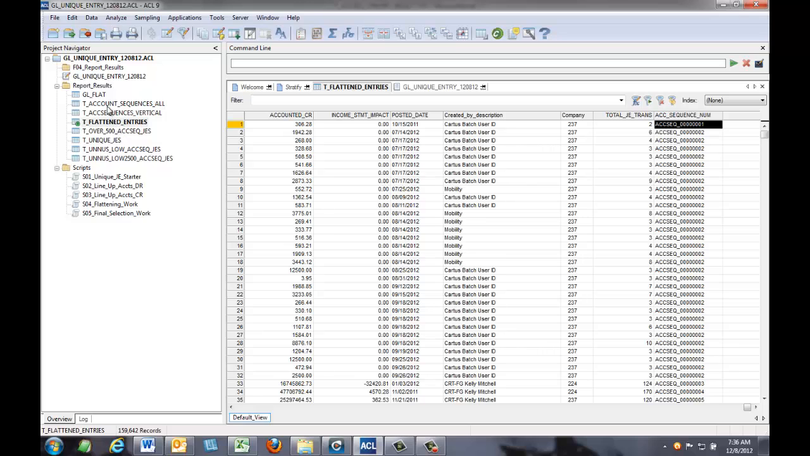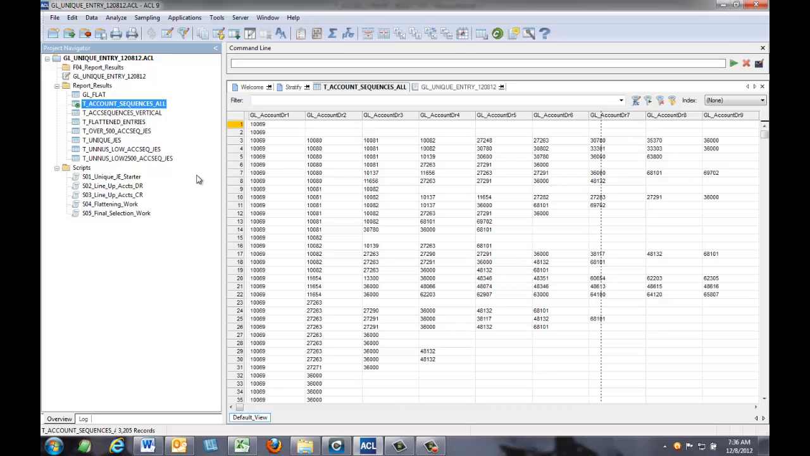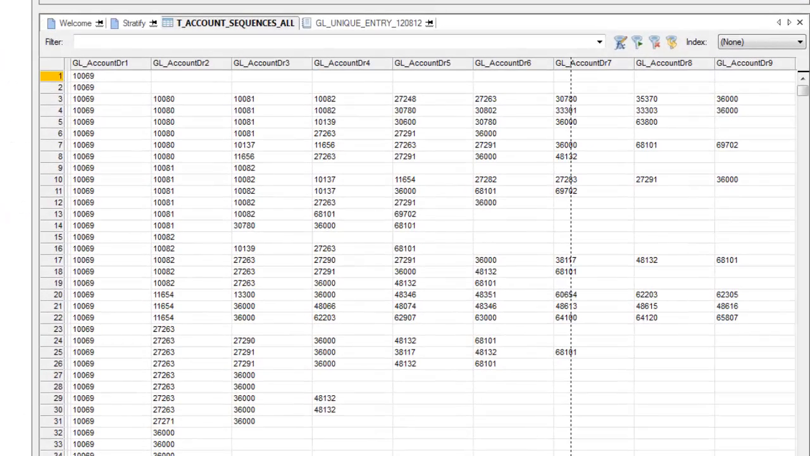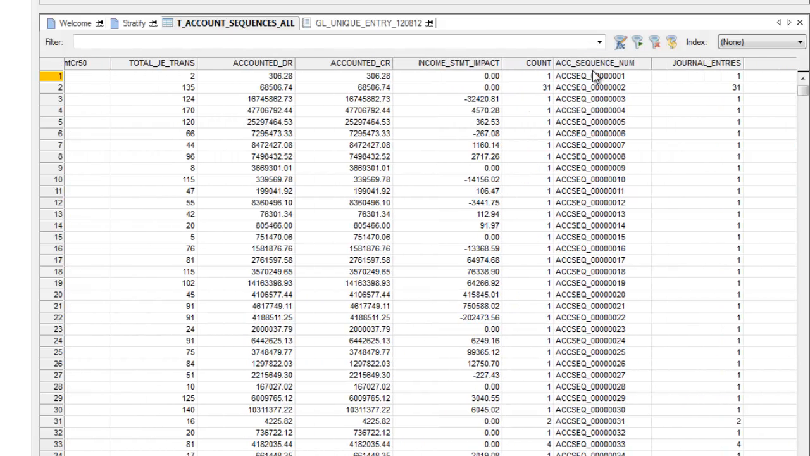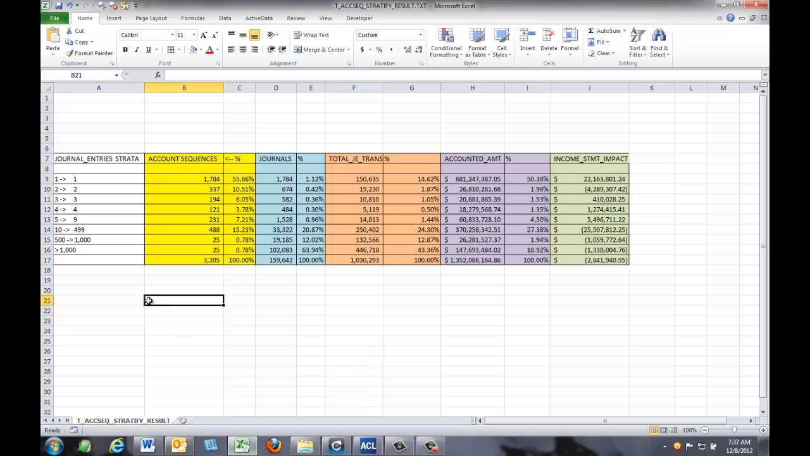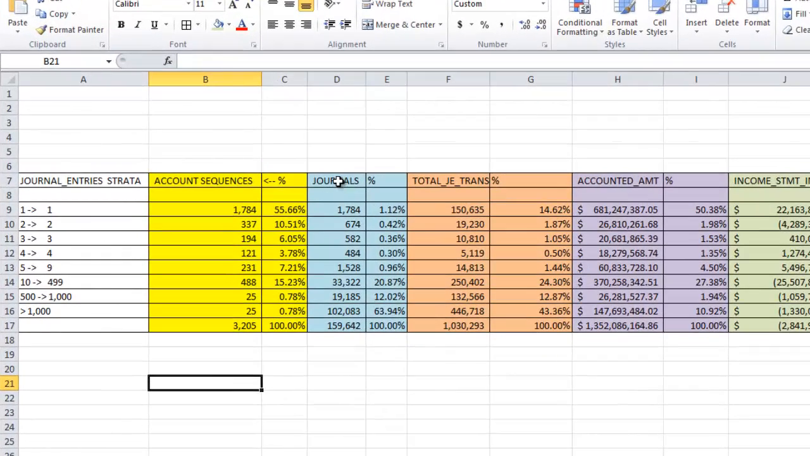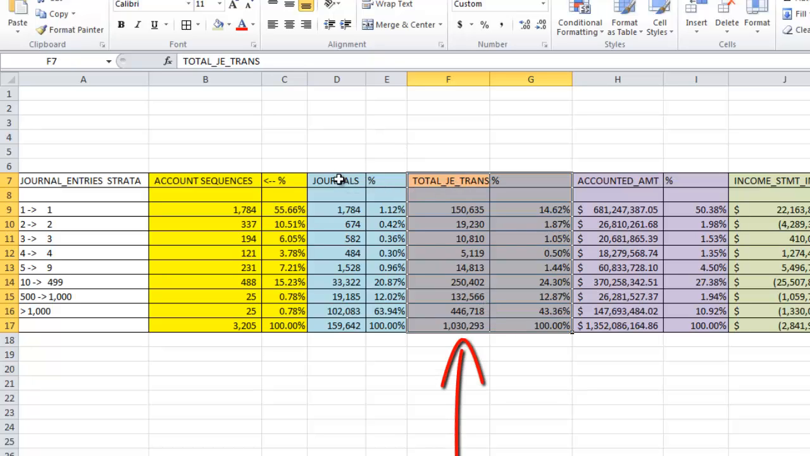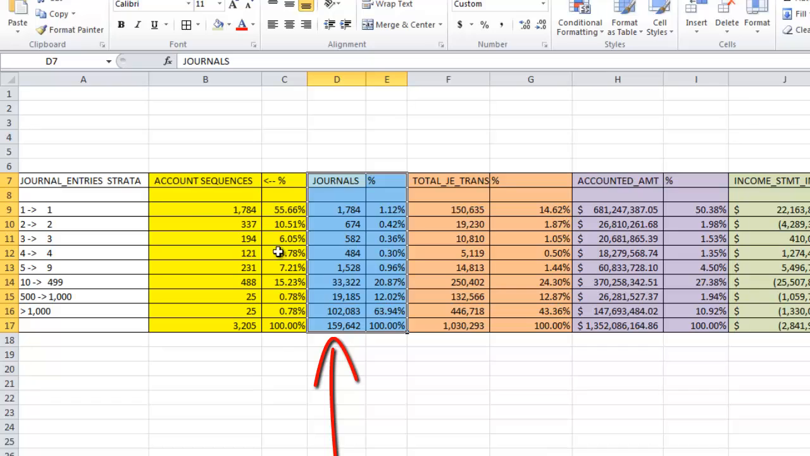So going over now to the account sequence file, what we're showing here is a summary of those journal entries by account sequence. And notice that account sequence number 1 is here. What's really interesting when you start to summarize data, and I'm going to show this to you in a stratification here, is that out of the 159,000 journal entries, that's making up the about 1 million transactions. So these 1 million transactions are made up into this number of journal entries, about 159,000.